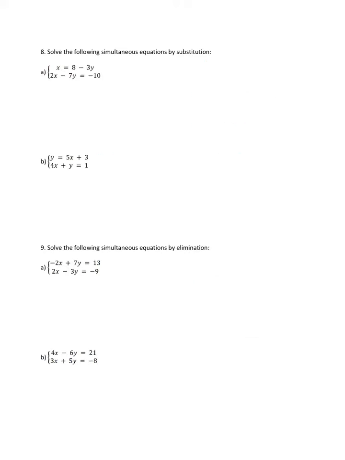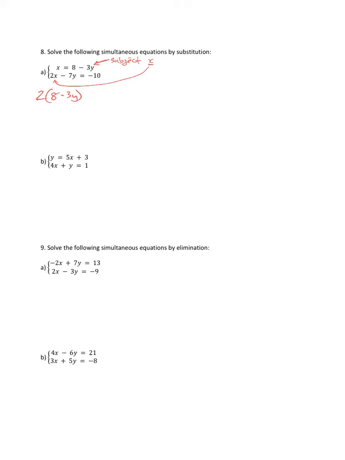Alright, solve the following simultaneous equations by substitution. So substitution is when one of the equations is written with the variable as the subject, and that is the top one here, because the subject is x. And now, because the subject is x, I can substitute whatever it tells me that x is into the other equation. So 2 lots of, what does it tell me x is? 8 take 3y. That's been substituted.